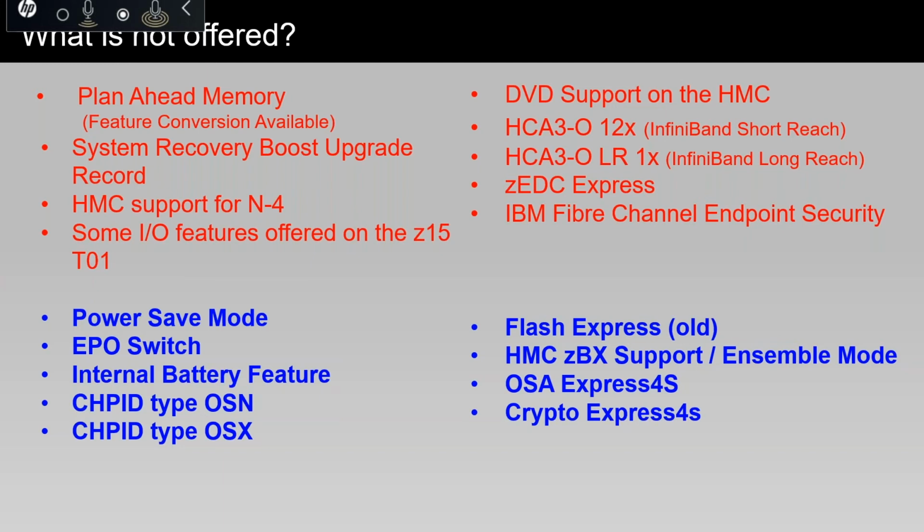The power save mode is gone. The emergency power off switch is gone. It's the first machine I've ever seen that didn't have an emergency power off switch. The internal battery feature, and CHPID types OSN and OSX, have been gone for a while. The Flash Express we talked about. No zBX or the ensemble mode. They have taken those away. The OSA-Express4S and Crypto Express4S are no longer available.